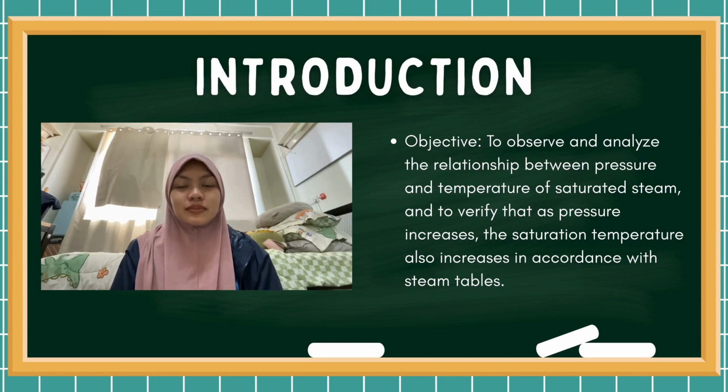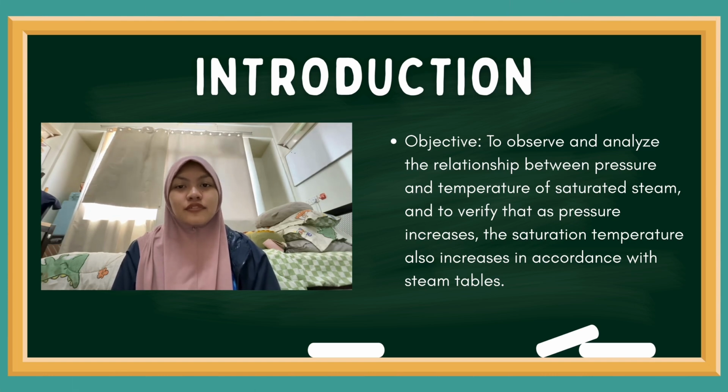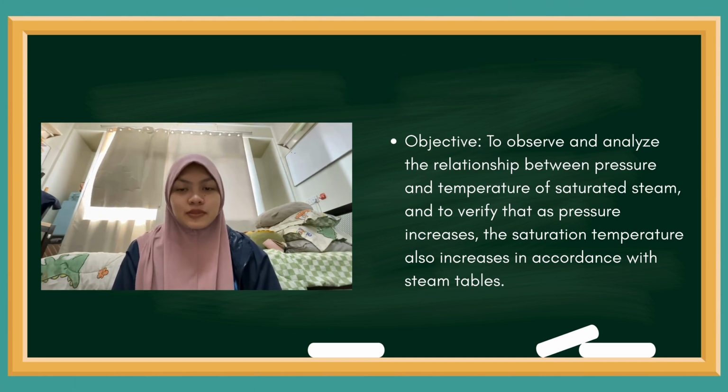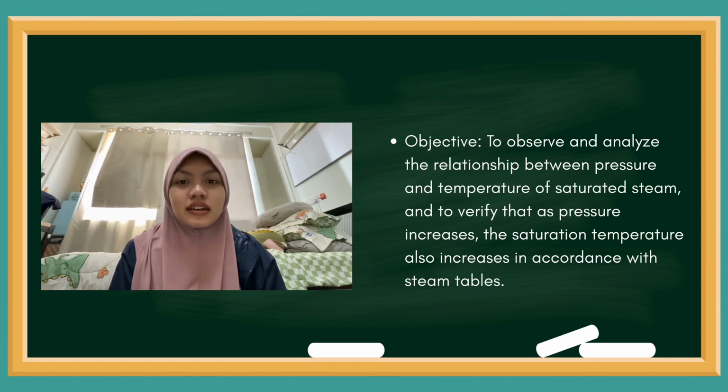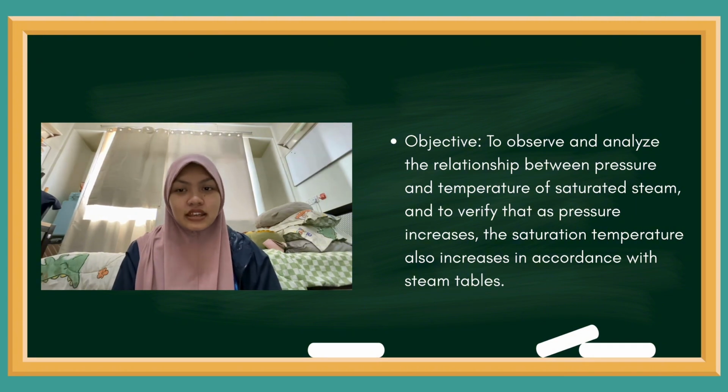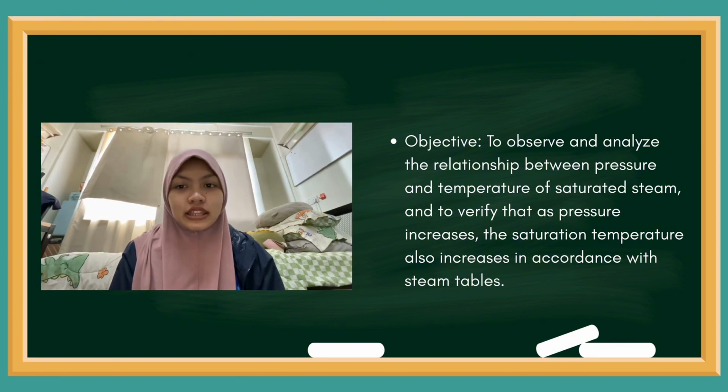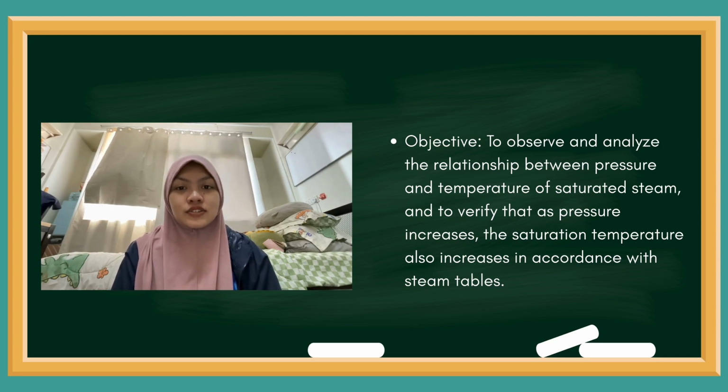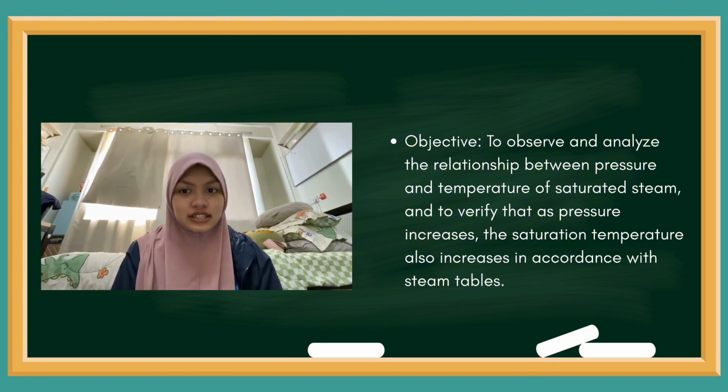By the previous lab session, we've done our first experiment, which is Experiment 1, the Marcet boiler. So today we are going to present our lab report based on the lab session. The objective of this experiment is to observe and analyze the relationship between pressure and temperature of saturated steam. From this, we aim to verify that when the pressure increases, the saturation temperature will also increase, which is consistent with the values stated in the steam tables.